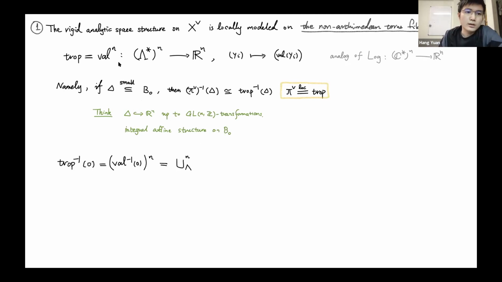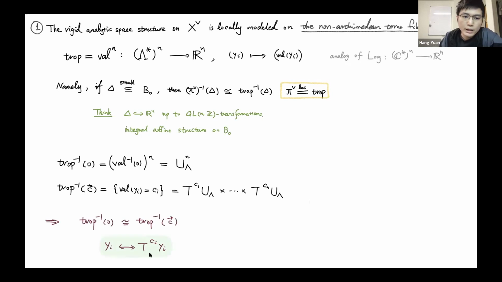And then you see the fiber of this non-Archimedean torus fibration over the zero is just the non-Archimedean torus, which I mentioned before. And if you take another fiber over some point C, it's just described as follows. And the two fibers can be connected by a very simple map. So here T is a formal variable in the Novikov field.